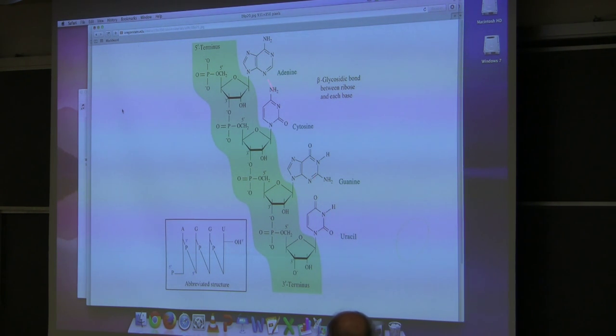You see the bases that are oriented on the other side of that backbone. When we look at a double helix like we see in DNA, the bases are on the inside of the double helix. The backbone, which is this part, is on the outside. Now, what that means then is that if we were to look at a DNA molecule, the negative charges would be on the outside and the bases would be on the inside.